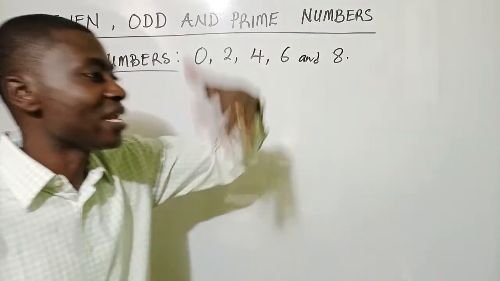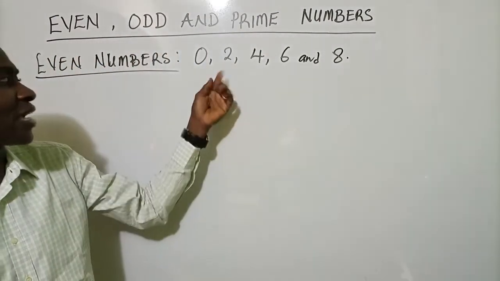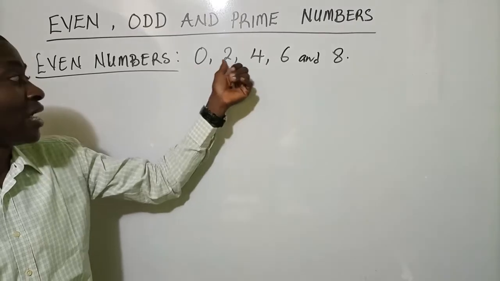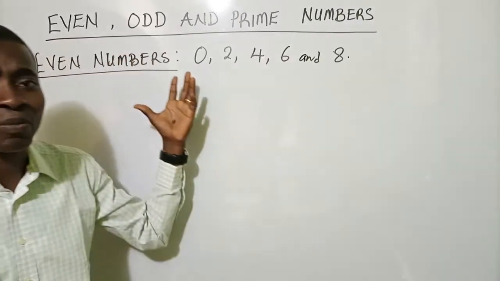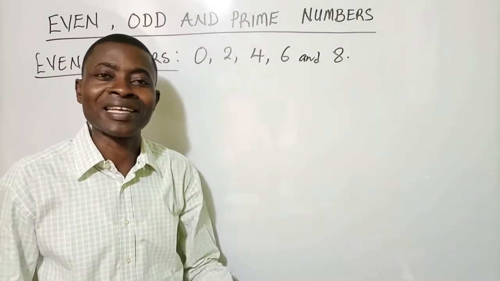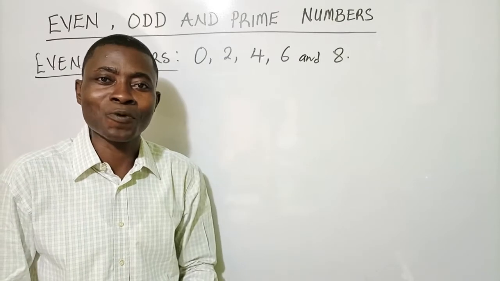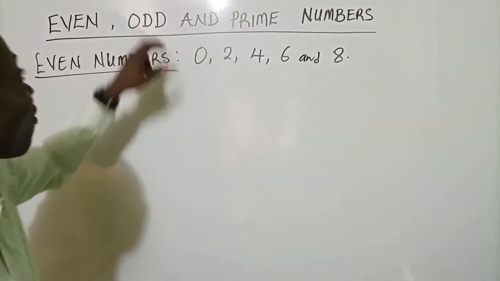So if you have any number at all, don't bother. How will I know this is an even number? Just check. Does it end with 0? Does it end with 2, 4, 6, or 8? If it ends with any of these numbers, or if the number is any of these numbers, such a number is an even number. So it's not difficult, very simple. Like ABC, you agree, isn't it? So let's take the next one, odd numbers.